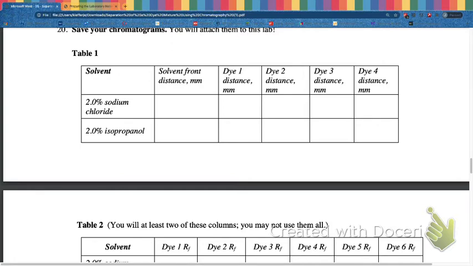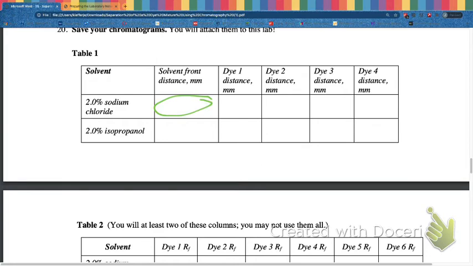Okay, so now that we've got our data tables constructed, we're going to go ahead and record our data in table 1. Now, we did a separate strip for each of the dyes, for the 3 known dyes and then the 1 unknown. And so the way this table is set up, it's got a place for the solvent. This is as if we did it all on the same strip of paper. So there's a place for only 1 solvent front.